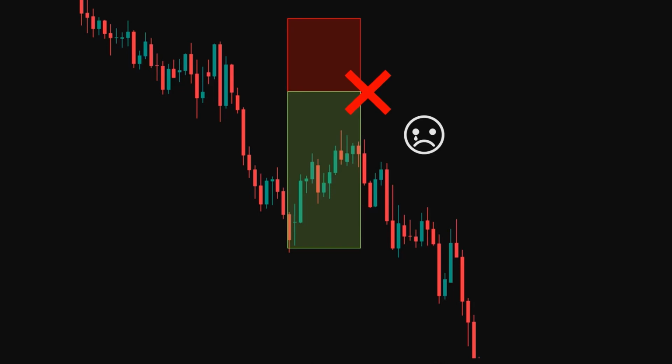But how do we figure out exactly where that point is? This is where discount and premium levels can help us out. We use Fibonacci by drawing it from the start of the big move to the end. It helps us see where the pullback might happen. We're only looking at the 50% level. The upper 50% is called premium. The lower 50% is called discount. That 50% line in the middle is called the equilibrium.